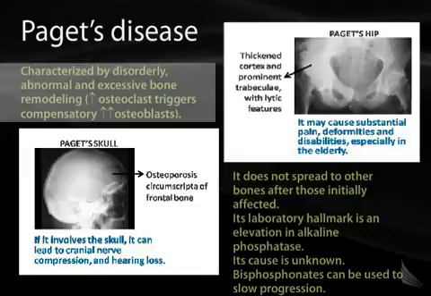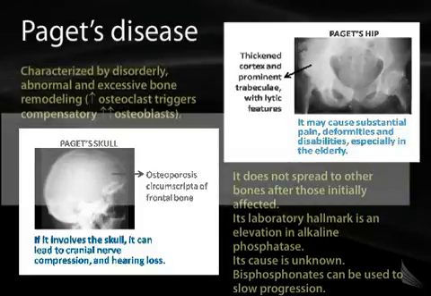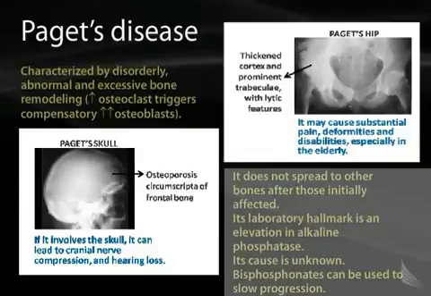If the disease involves the skull, it can often lead to cranial nerve compression and hearing loss, as we saw in the case of our patient in the last question. The other important point to remember about Paget's is that it does not spread to other bones. It's usually unilateral. The laboratory hallmark, as I said, is a high bone turnover state manifested by increased alkaline phosphatase or increased urinary hydroxyproline. We really don't know what the cause of this is. And the treatment, to control some of these pain symptoms, is bisphosphonates, because it helps to stabilize the osteoclastic activity.